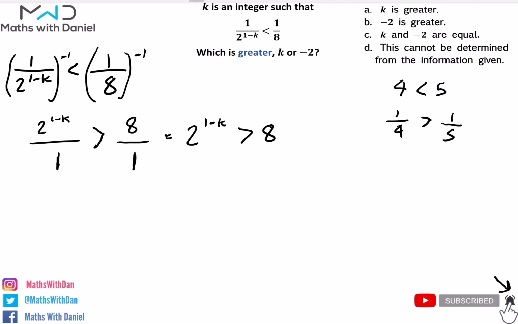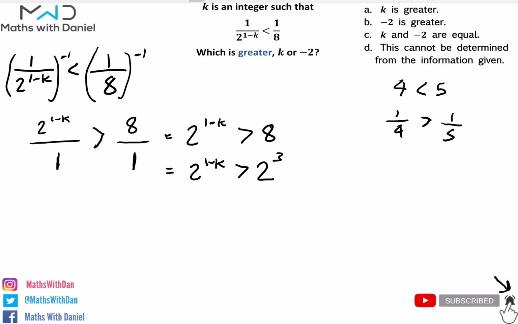Okay, now back to the question. So we're here now. We have 2 to the power of 1 minus k is greater than 8. Well, we can clearly see that 8 can also be written as 2 to the power of something else, which will help us. So I have 2 to the power of 1 minus k, and this is greater than 2 to the power of 3, isn't it? 8 is the same as 2 cubed.